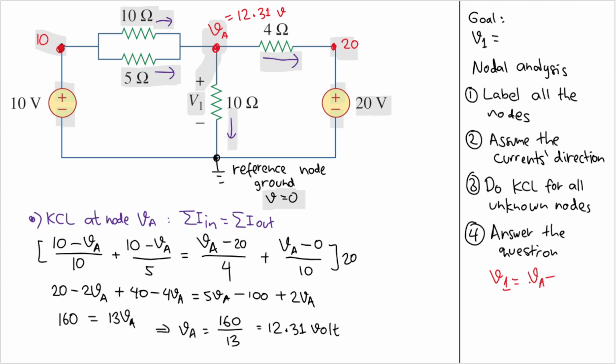And then minus the negative terminal. So the negative terminal here is connected to the ground. So I will have VA minus 0, which is the same as VA. Therefore, I will have V1 here is equal to 12.31 volt if I did not make any mistakes in this calculation.